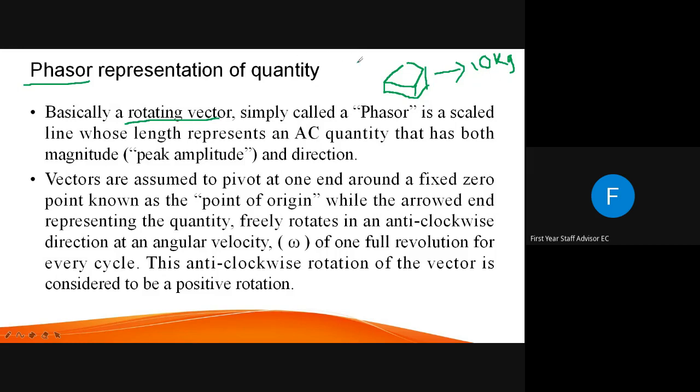But if you consider another example, force. If you consider only this object, that is an object of 10 kg weight, if someone applies force, you can tell like that. He might have applied force in this direction, or he might have applied force in this direction, or in this direction. So it is very important to say at which direction the force is applied.